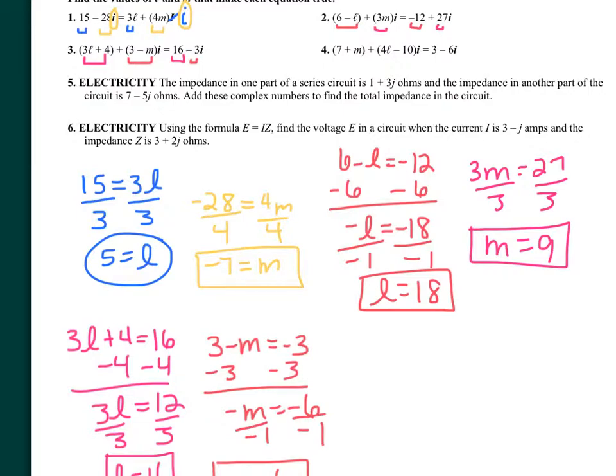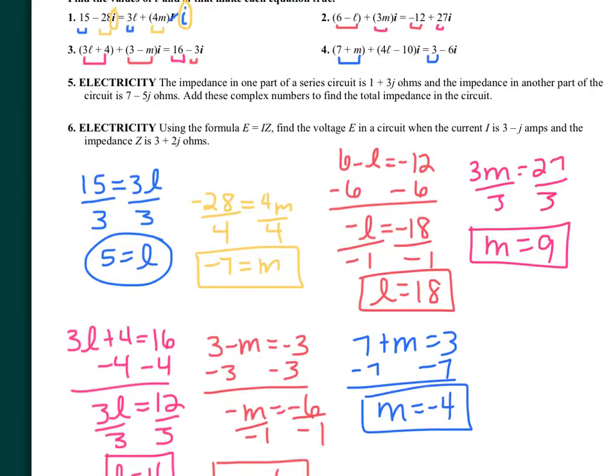Last one of this kind. Real equals real, so 7 plus m equals 3. Just going to go ahead and solve this one. So m equals negative 4. And then imaginary equals imaginary. So 4L minus 10 is equal to negative 6.